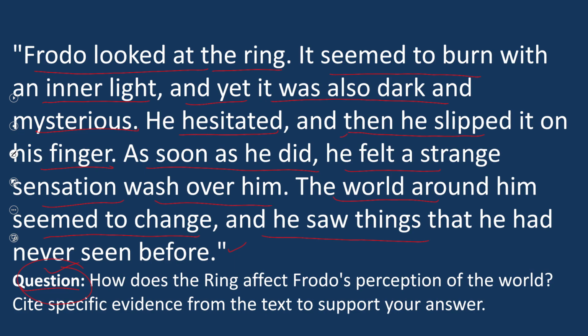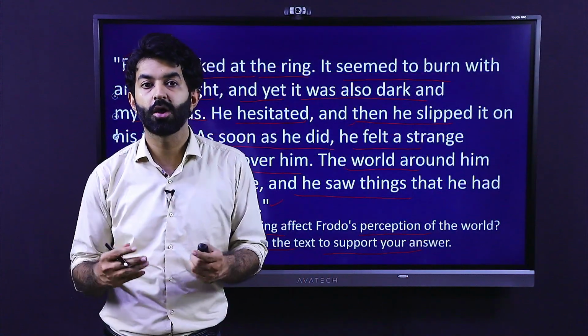So, this is about a character Frodo when he comes in contact with a magical ring. So, how does the ring affect Frodo's perception of the world? And the second part of the question demands us to cite specific evidence from the text to support your answer. So, students, this is your assignment, your task: read the question, read the passage again, and justify your answer according to the question and following the passage.